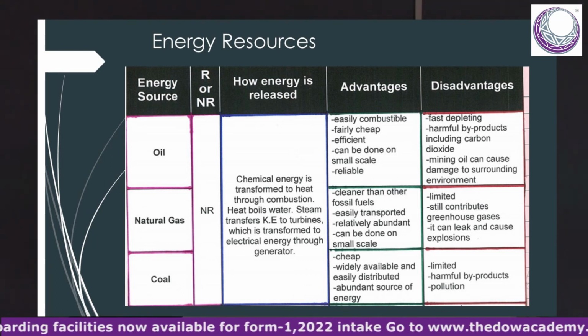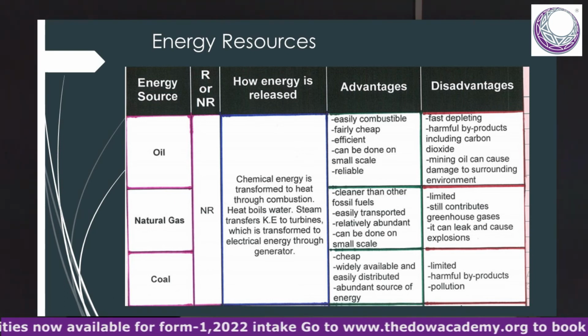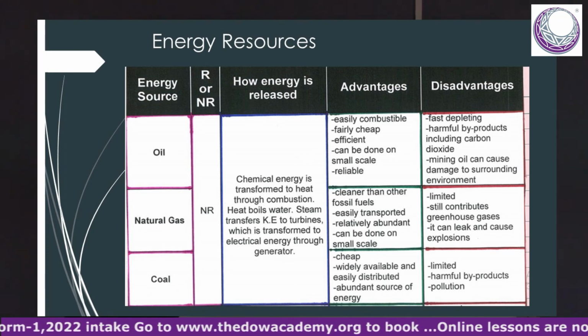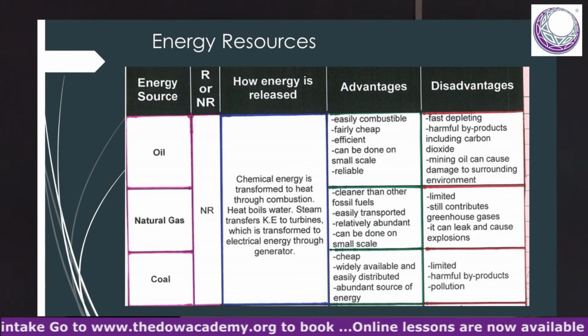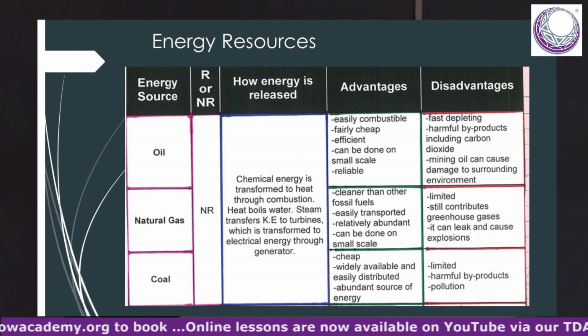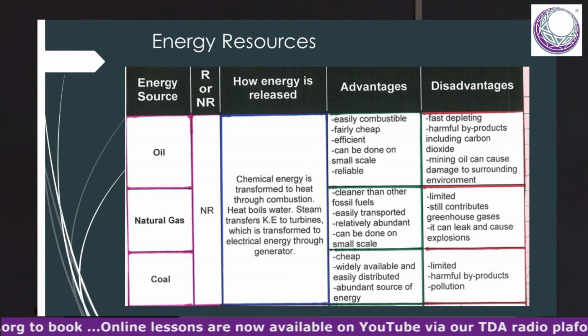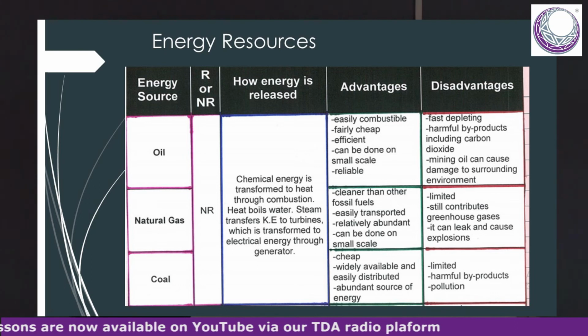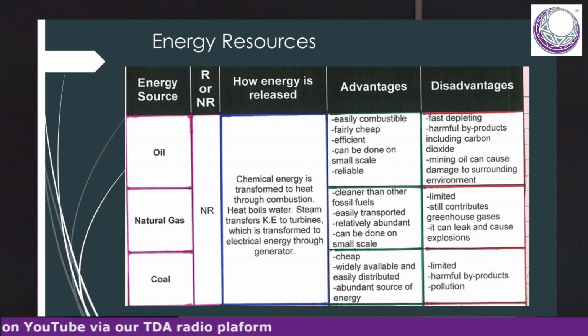What are some of the advantages and disadvantages? They are shown there. You can run through them. Advantages: they are easy to combust, easy to burn. It's fairly cheap when you use it. It's reliable, always there. It's not affected by weather or climate changes like others. You can compare that with solar, with wind and the like. Then the disadvantages: they are polluting to the environment. Harmful byproducts are released into the environment.